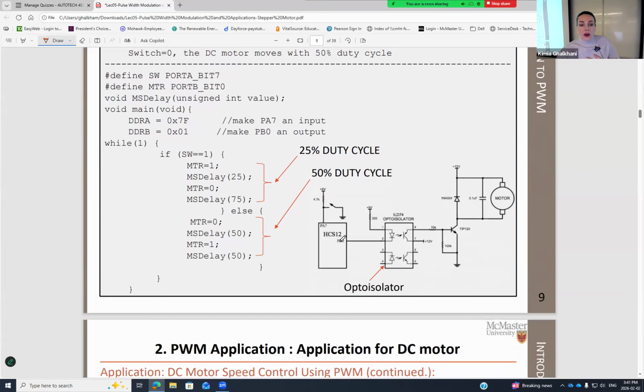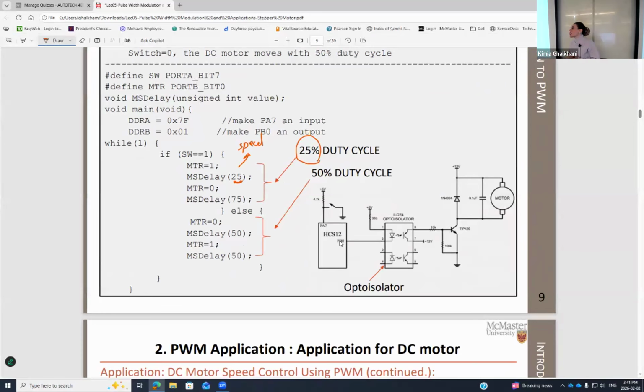Now tomorrow, when I get you to apply 25% duty cycle or 50 or 60 or whatever, you are simply going to change the speed through changing the duty cycle. How do you do that? You don't do it manually. You have that great understanding of duty cycle. I taught you already.